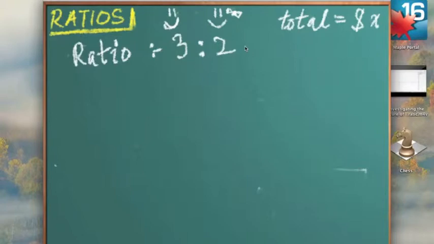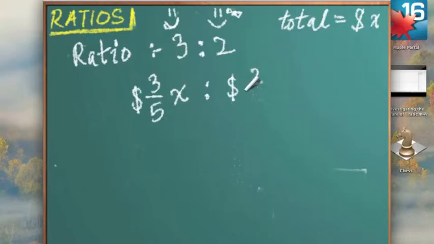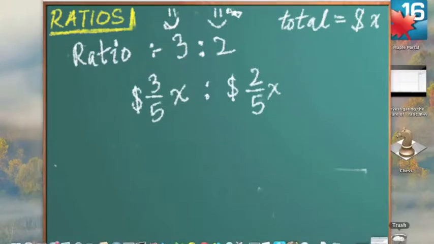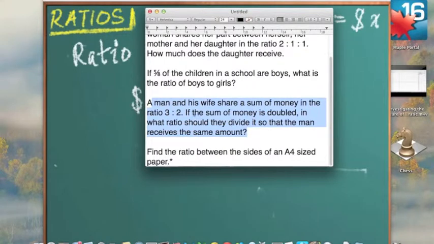Now they're going to share X dollars in the ratio 3:2. How are they going to do that? Well, the man is going to receive 3 parts out of 5 parts of that X dollars, right? Because we just saw that if you divide something in this ratio, then the man is going to get 3 parts out of 5 parts of that thing, and the lady is going to receive 2 parts out of 5 parts of that thing, right?